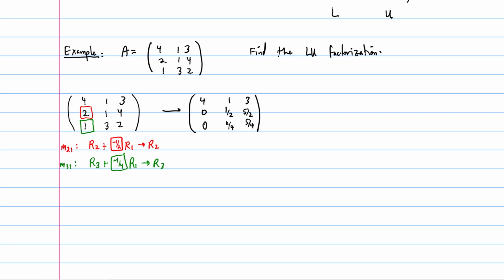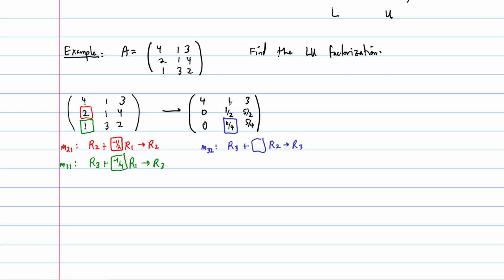All right, and the only thing that we have left to do now is to eliminate this term. This term's in the 3, 2 position, so this is going to be our M32. And how's this going to work? Well, we're going to take our row 3. We're going to add to it something times row 2, replace row 3. Again, 3, 2, replace row 3.